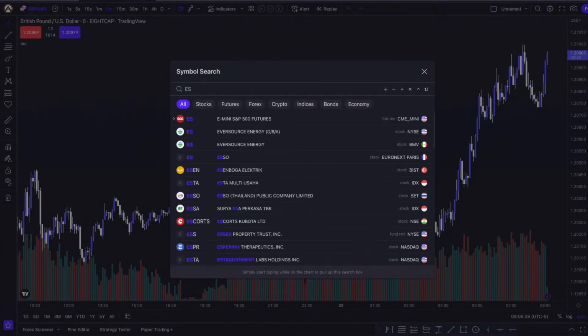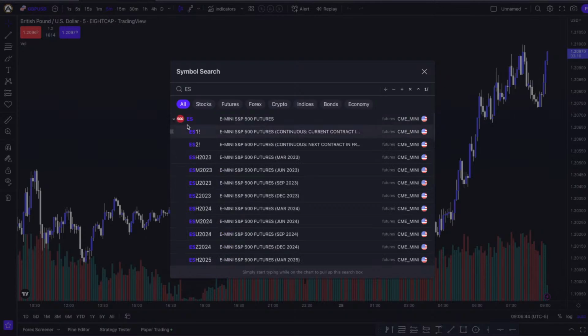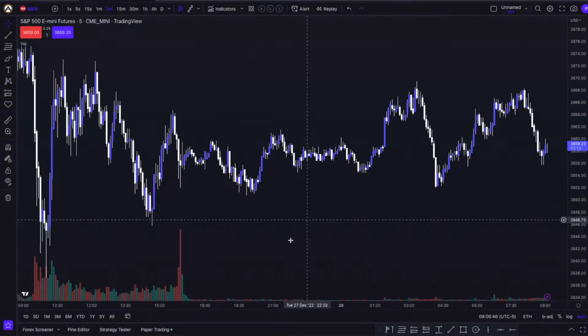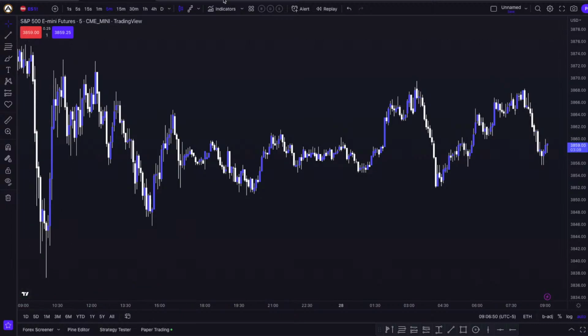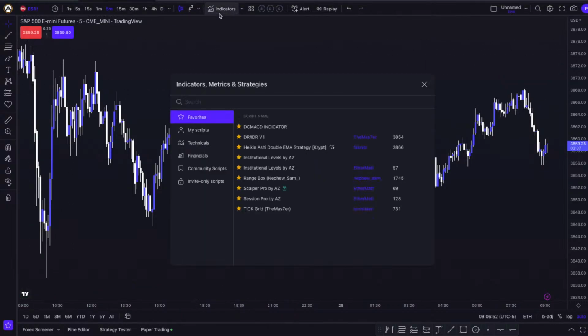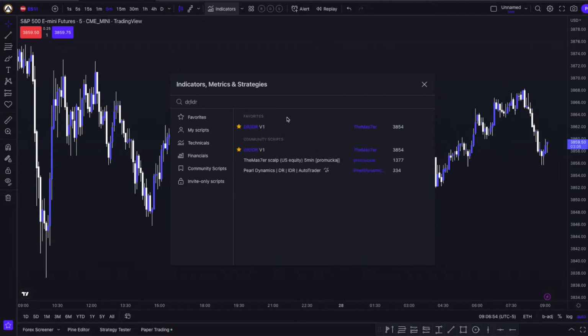ES. All right, ES 500 futures. Let's go for the ES1. Let's get rid of the volume. We don't need that right now. We are going to put the DR/IDR indicator on our chart.